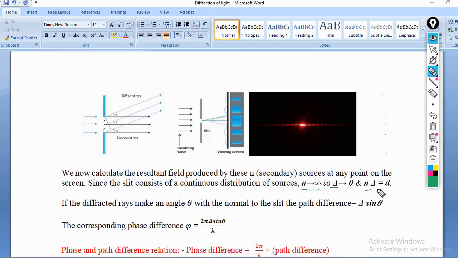And the mathematical relation is n into delta equals d. What is d? d is the slit gap. So there will be n number of points with a gap of delta. So n into delta gives you d.